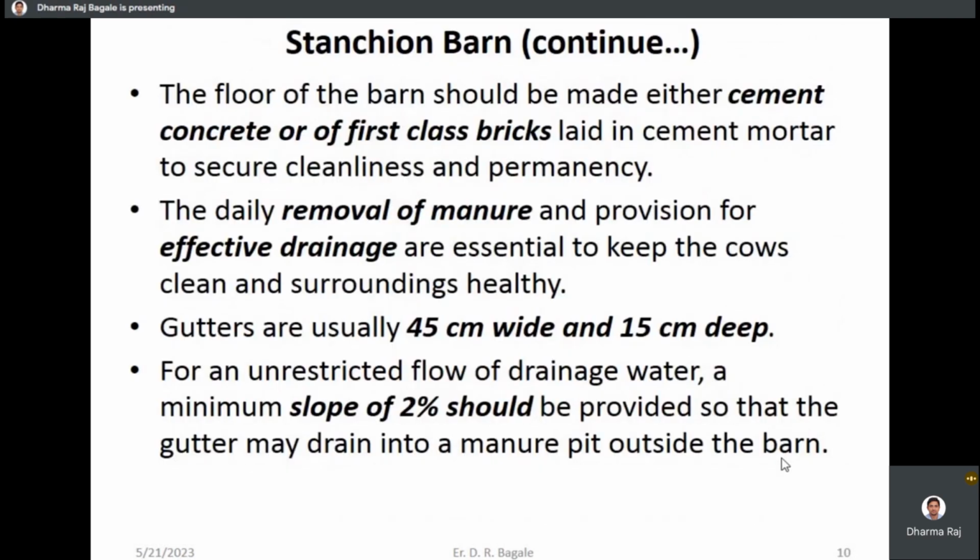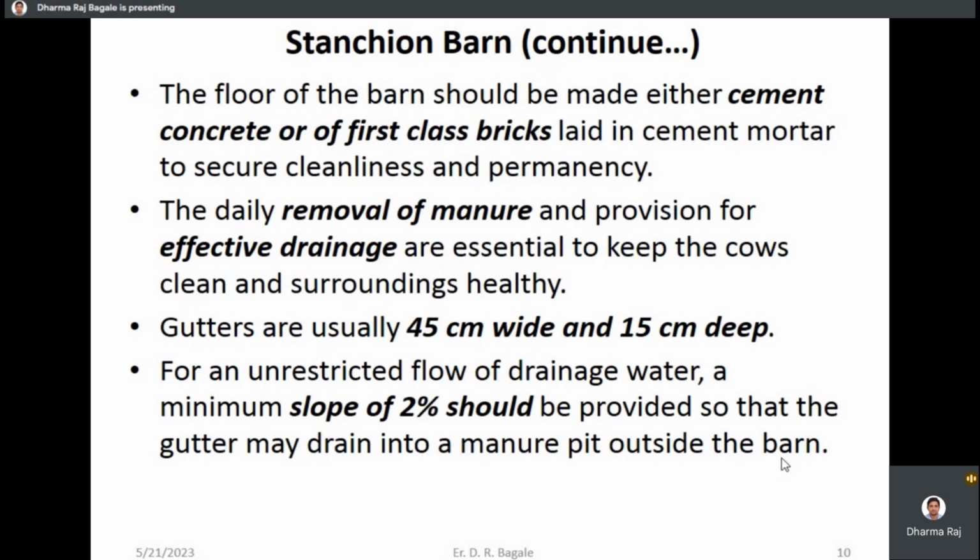Okay, and here the floor of the barn should be kept either cemented, concrete, or first class brick laid in cement mortar to secure cleanliness and permanency. We already talked about this cement concrete, types of bricks, and the cement mortar, how we build cement sand mortar, how we prepare the concrete, and what the types of bricks are also. And this type of flooring will provide cleanliness instead of mud flooring, and it will also give permanency.